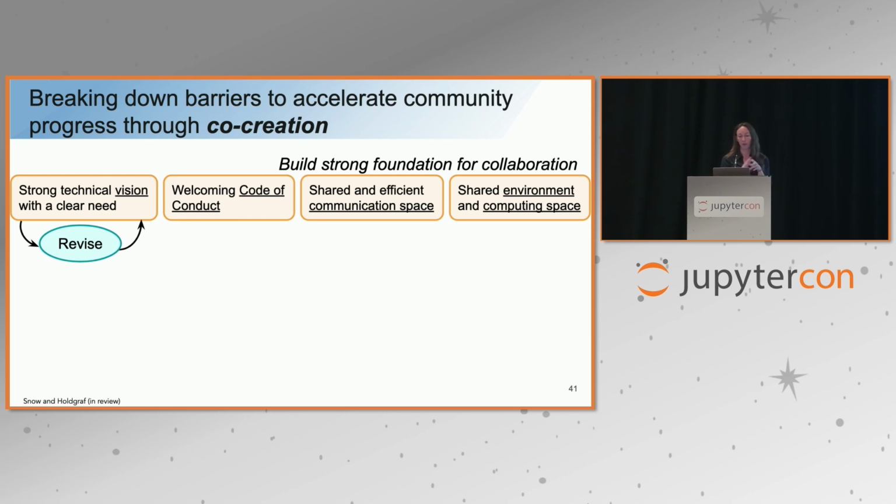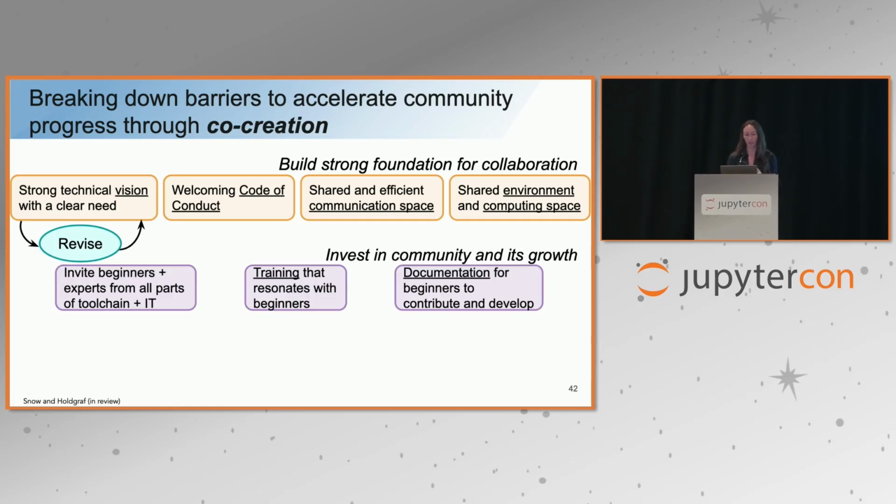So to build a strong foundation for collaboration, to get to co-creation where we get this rapid feedback, we need a strong technical vision, a welcoming code of conduct, a shared and efficient communication space, and a shared environment and computing space that's persistent for our users. We also need to invite beginners and experts from all parts of the tool chain and IT, not just the researchers or whoever are users. We need to have training that resonates with beginners and documentation for beginners to contribute and develop.